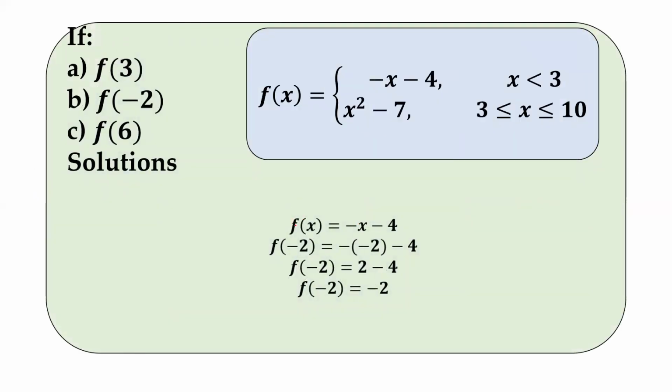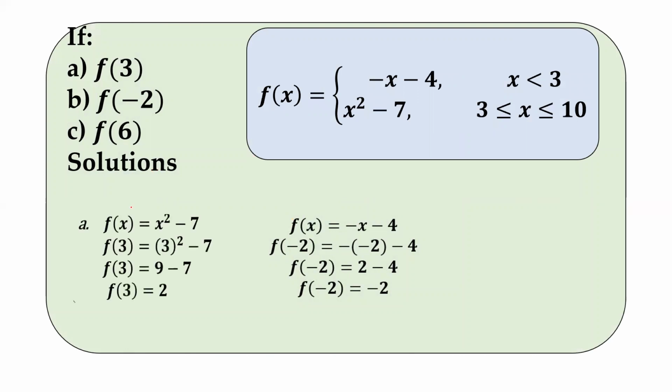Okay, so first we have to start with letter A. For letter A, you have to replace with positive 3. First, we have to take a look at our intervals. Where does positive 3 belong? Is positive 3 less than 3? Wrong. Is positive 3 greater than or equal to 3 but less than or equal to 10? Yes. Therefore, we will use this function.